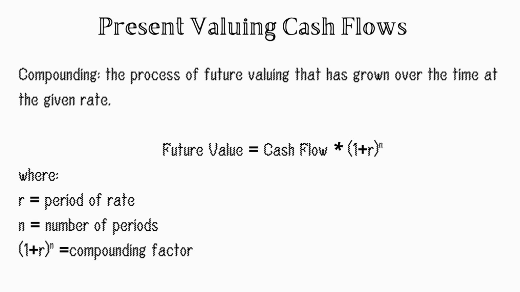Compounding is the process of future valuing that has grown over time at the given rate, and it is calculated with the help of the following formula: future value is equal to present value, or simply cash flow, into (1 plus r) raised to power n, where r is equal to the period rate and n represents the number of periods. Remember, (1 plus r) raised to power n is termed the compounding factor.